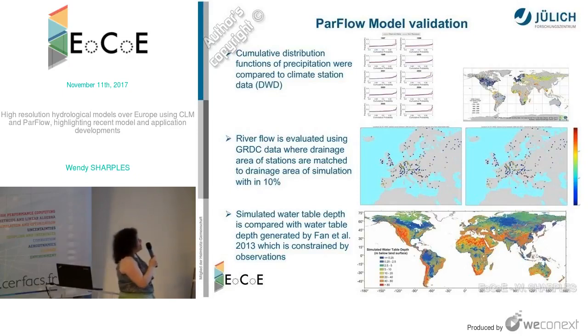And to validate this model, we first made sure that the forcing is okay, so we had a look at cumulative distribution functions of precipitation, which were compared to climate station data. The river flow is evaluated using GRDC data, where drainage areas of stations are matched to drainage areas of the simulation within 10%. You can see the 2 plots of the observed area versus the simulated area, and the locations of the GRDC data are on the top. And then we look at the water table depth by comparing it to the water table depth generated by Fan et al. 2013, which is constrained by observations, and you've got the global water table depth in the bottom figure.